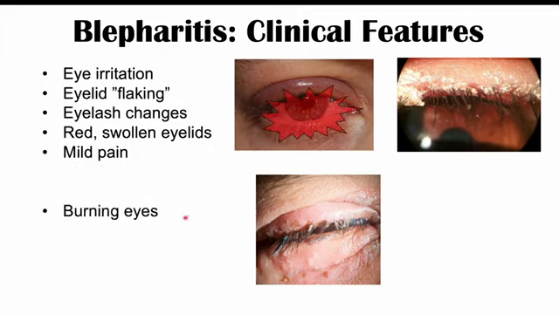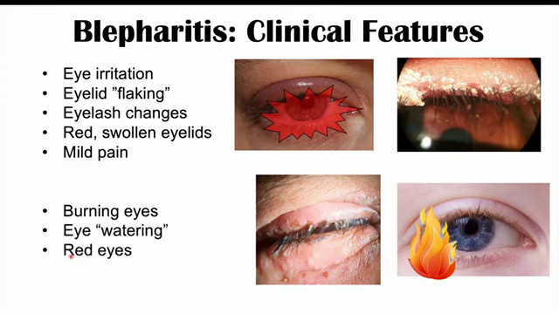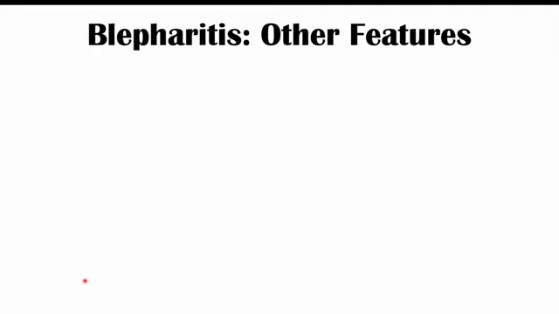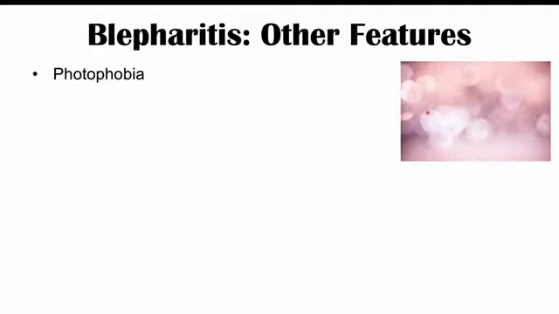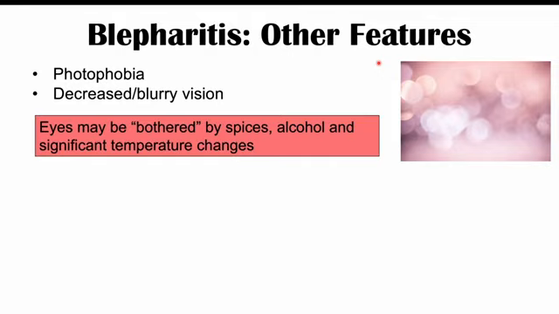We can also have burning eyes, eye watering, and red eyes, so the eyes themselves can become red, and there can be a sensation of having a foreign body in the eye. If there's a feeling of grit, or something feels like it's in the eye, that can be seen with blepharitis as well. Some other features include photophobia, which is sensitivity to light. There can be decreased and blurry vision. Patients with blepharitis can often be bothered by spices, alcohol, and significant temperature changes, either hot or cold. So their eyes can be very sensitive to certain environmental triggers.